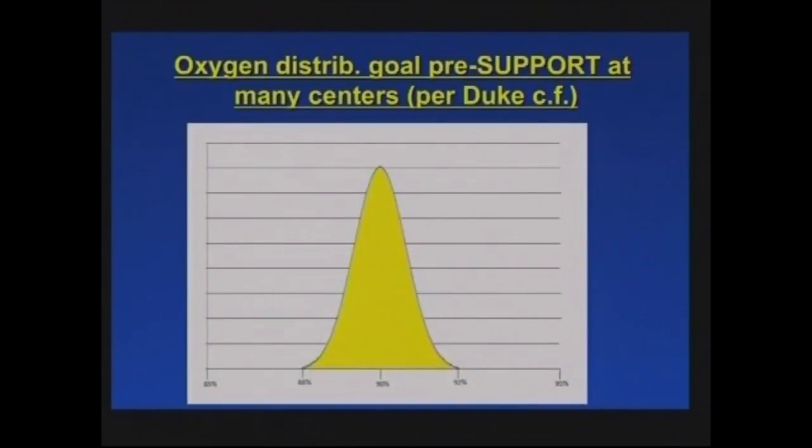I just want to show you some very simplified examples, but I want you to get the gist of what this study meant in terms of actually changing what happened to infants in quite a few of the centers where the study took place, and this is using information from the Duke consent form.